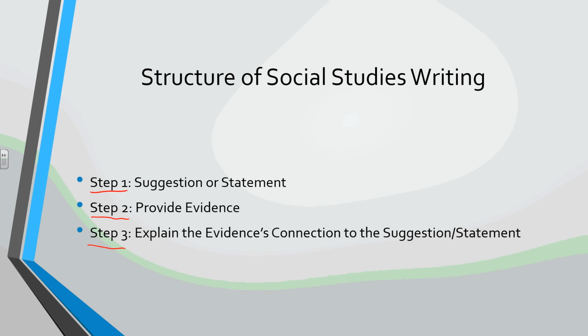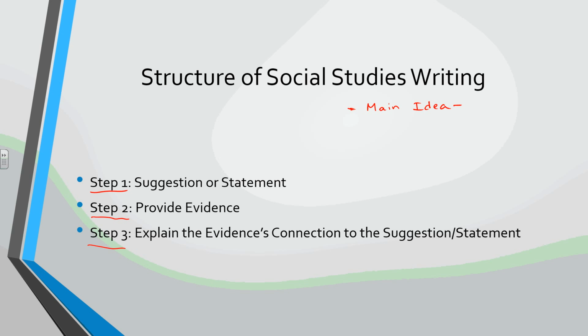I want to go back quickly to the structure of social studies writing. Step 1, the suggestion or statement. This can be pretty much pulled from your main idea. So your step 1 is a restatement of your main idea. This is why it's so critical that you carefully, and I say it on purpose, that you carefully read for social studies. And when you keep track of your reading, you change the words into your own. That way you can simply pull those main ideas over.